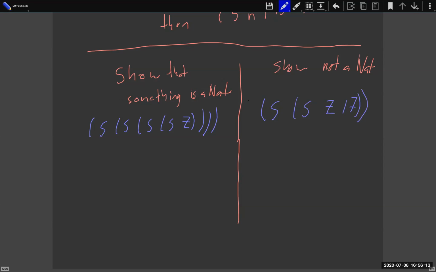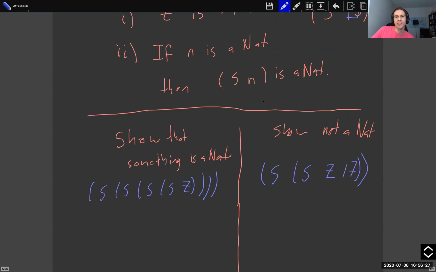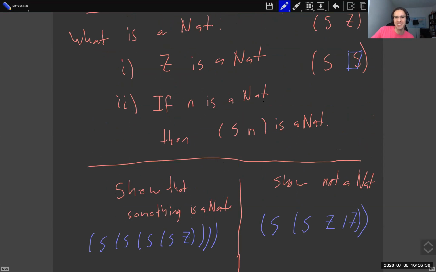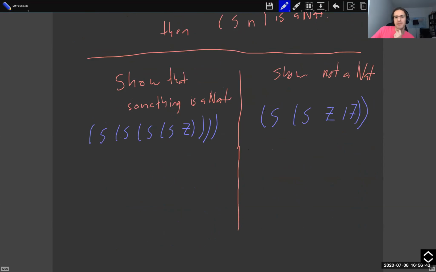Well, nats can only contain parentheses, S or Z. Okay, 17. That argument works, but that argument is not by these rules. I want you to use only these rules, like applications of those rules. So you're right, but let's try to do an argument that applies these rules. Well, you could assume that it is a NAT. Yep, and then show that it's not. Okay, so we're showing that it's not a NAT. So assume that it is a NAT, right? Okay, so what then?